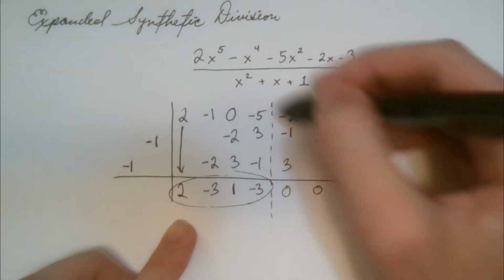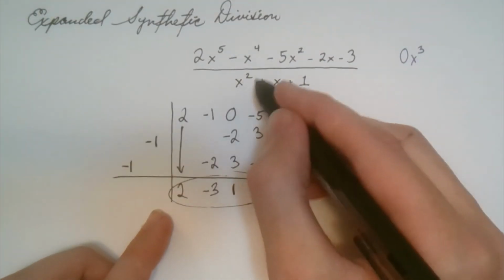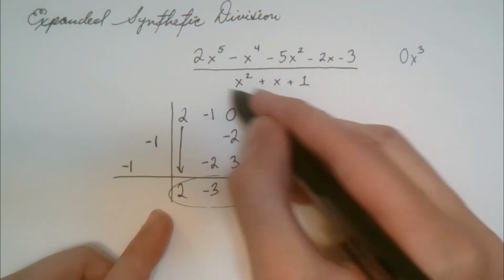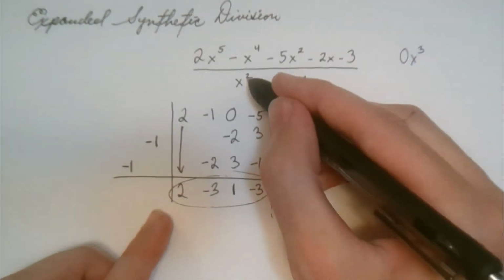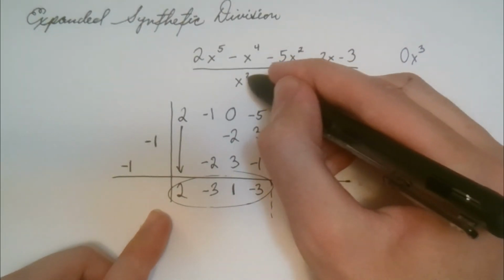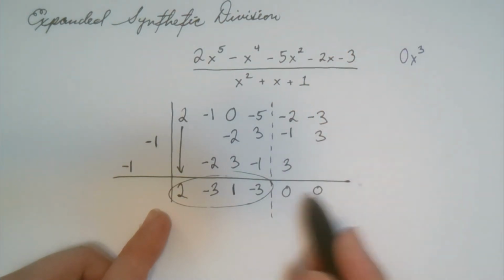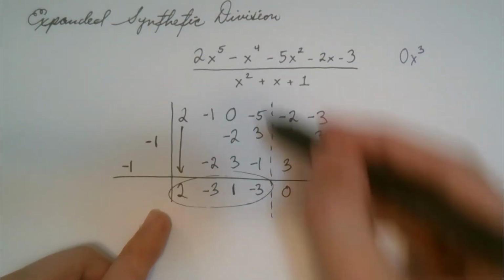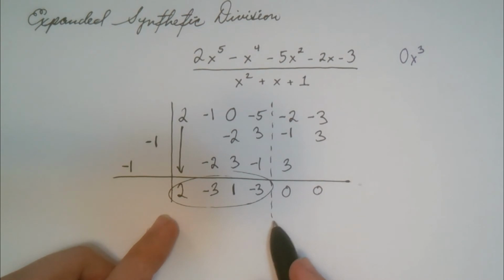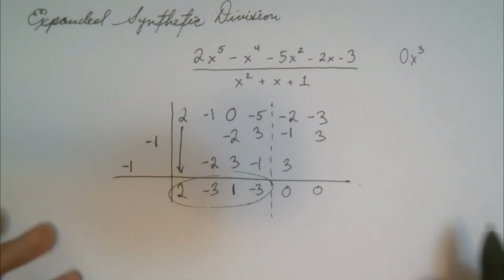Also, real quick, another tip is that you look at the exponent of the leading term of the divisor, or the denominator here, which is 2. And we start here, we go 1, 2, and then draw the vertical dashed line. And then this is our remainder. That's just another tip that you could do. So, this is what I would do.